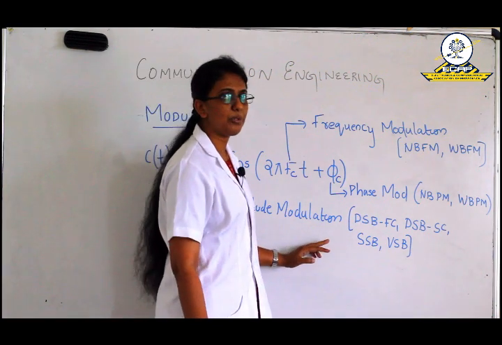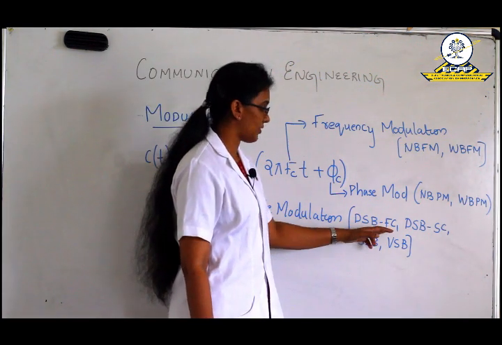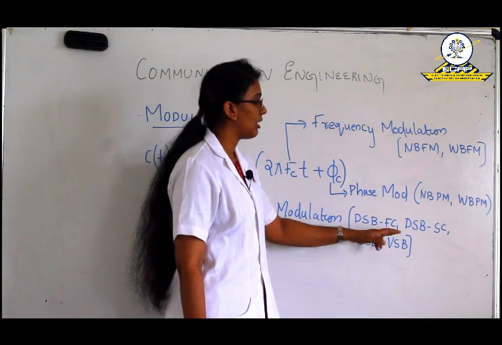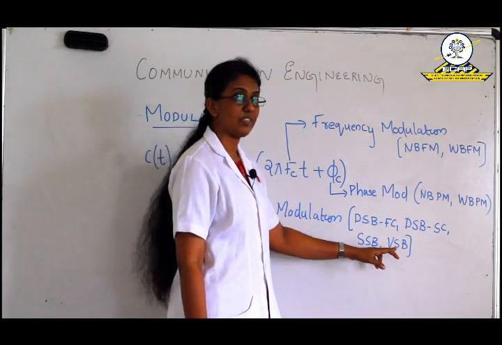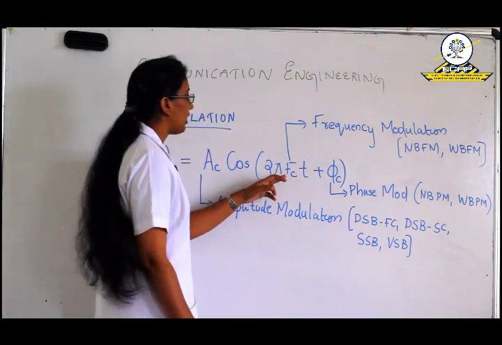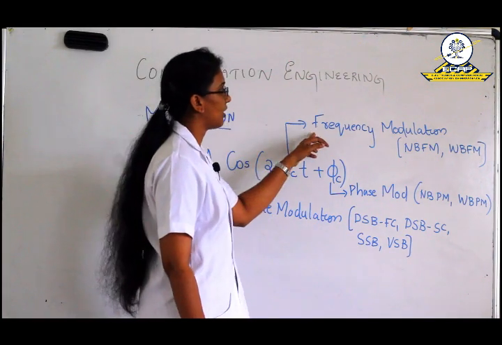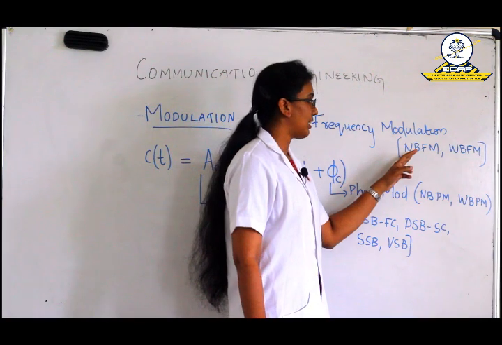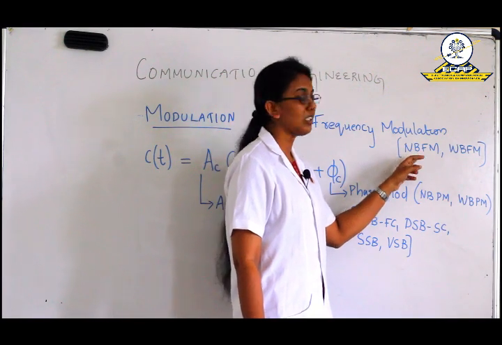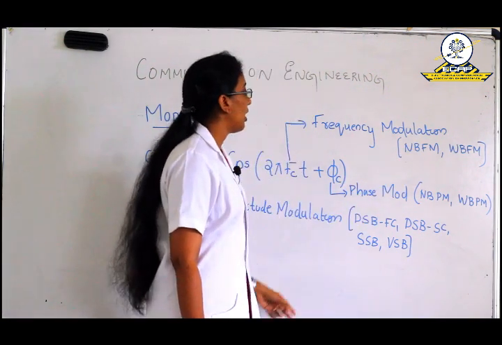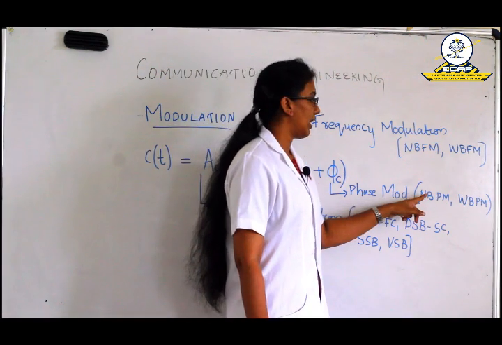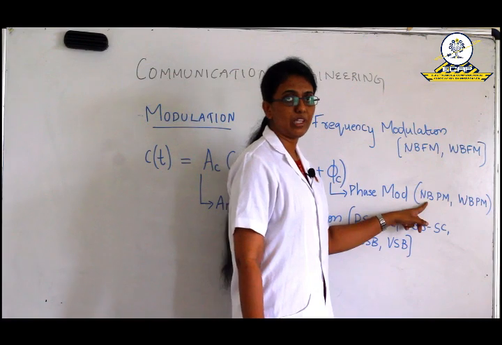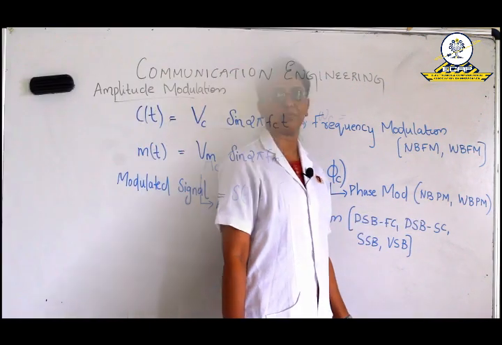The examples of amplitude modulation are DSBFC, double sideband full carrier, double sideband suppressed carrier, single sideband modulation and vestigial sideband modulation. By varying the frequency of the carrier, we get frequency modulation. The examples are narrow band frequency modulation and wide band frequency modulation. By varying the phase of the carrier, we get phase modulation. Examples: narrow band phase modulation and wide band phase modulation.